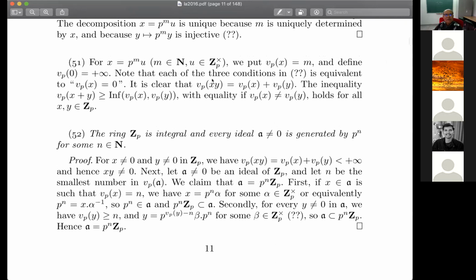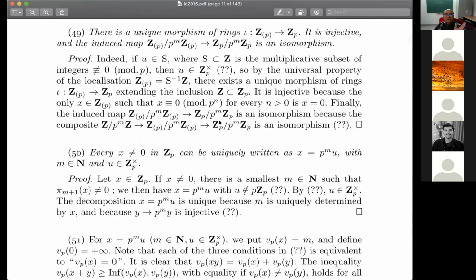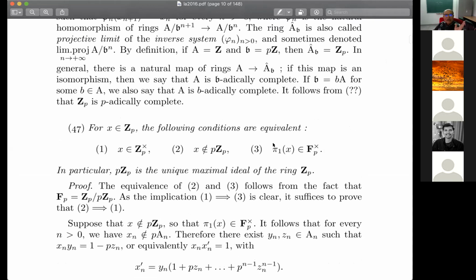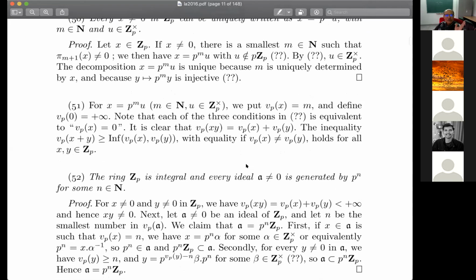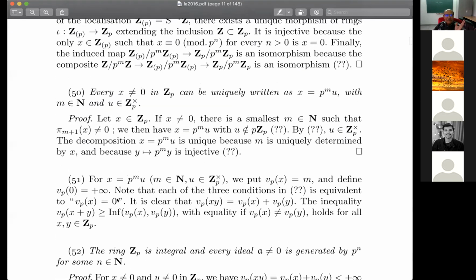It will become Z when we come to QP. So for the time being, this M is a natural number, except for 0, where we allow this plus infinity. So we have these three equivalent conditions here in this statement. These three equivalent conditions are equivalent to this fourth condition in terms of VP, that VP of X should be 0. For X to be invertible, it's necessary and sufficient that this M should be 0.